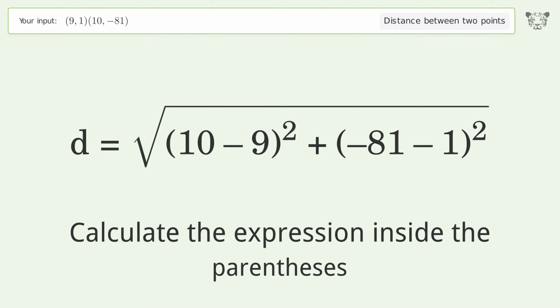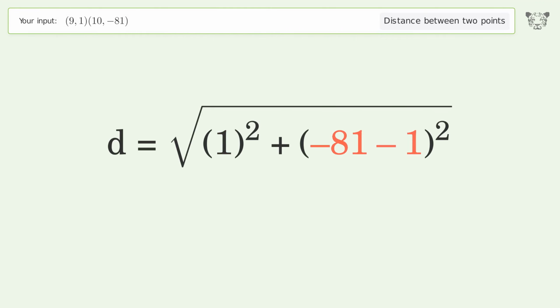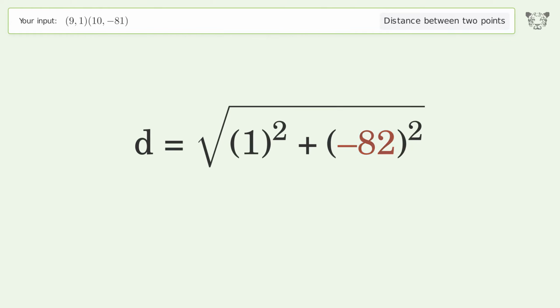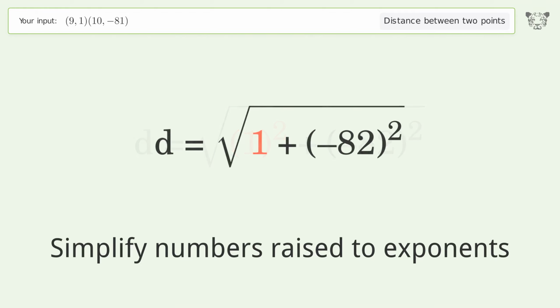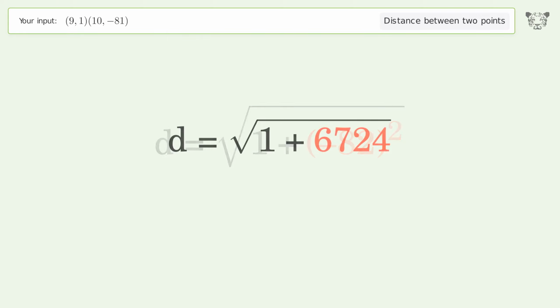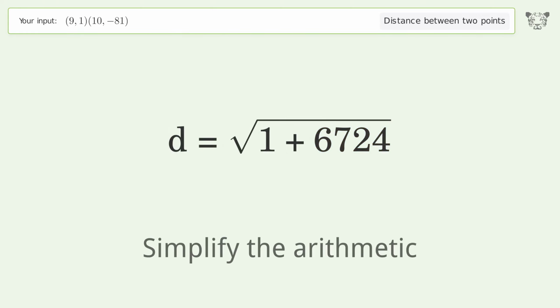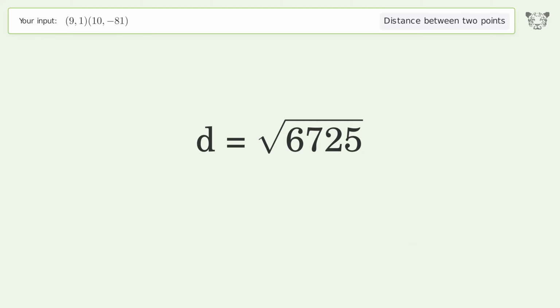Calculate the expression inside the parentheses. Simplify numbers raised to exponents. Simplify the arithmetic. And so the distance between the 2 points is the square root of 6,725, or 82.006.